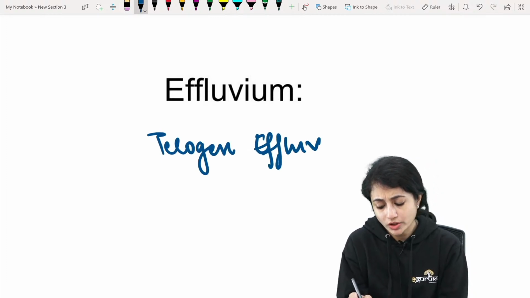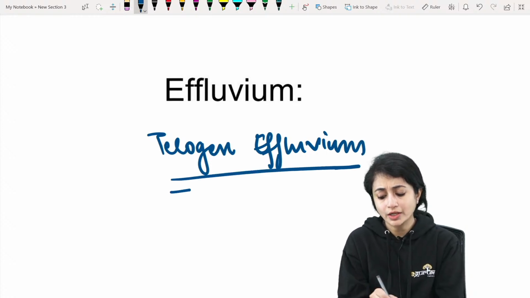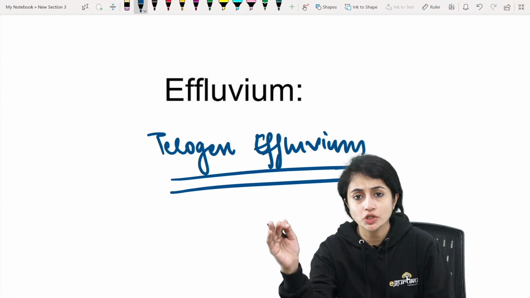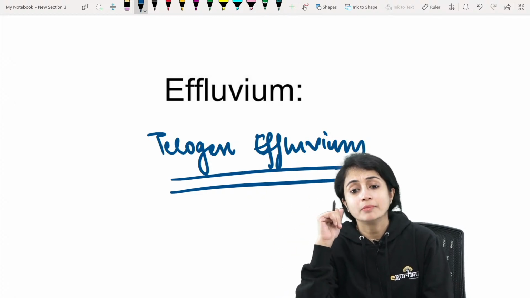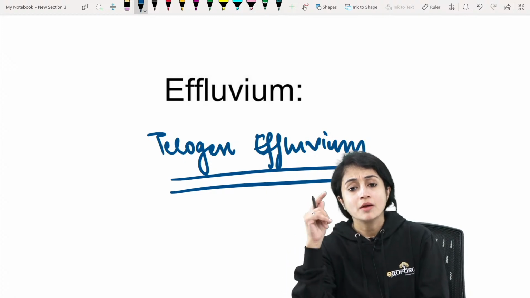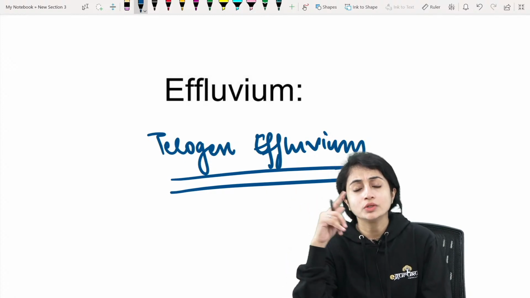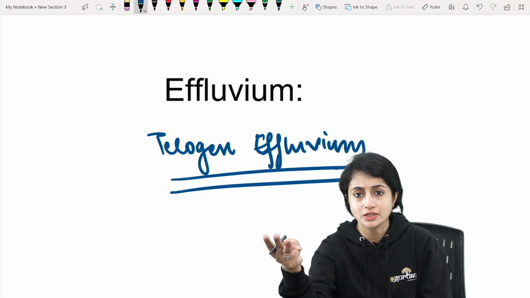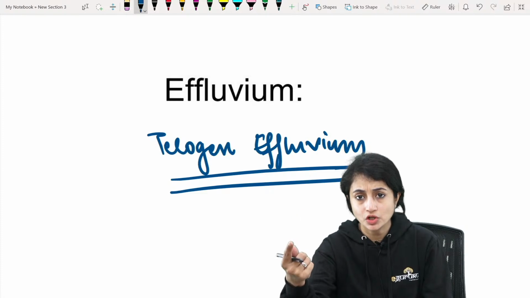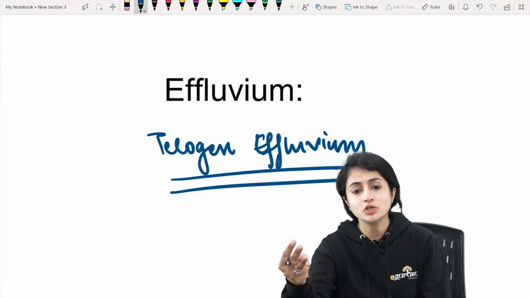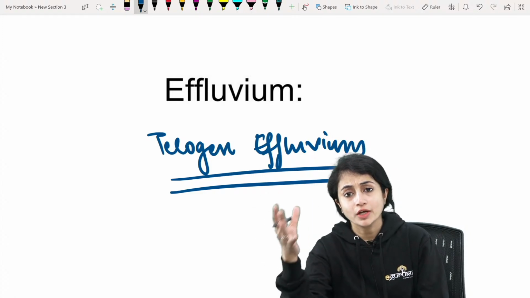So in this, what classical history would you get? You would get a patient who is suffering from any illness. It can be dengue, chikungunya, malaria, or a patient who underwent a surgery. So any kind of stress, and my hair starts converting from the growing phase to the falling phase. Hair has three phases: anagen phase, which is the growth phase, catagen phase, which is the transition phase, and telogen phase, which is the phase of hair loss.